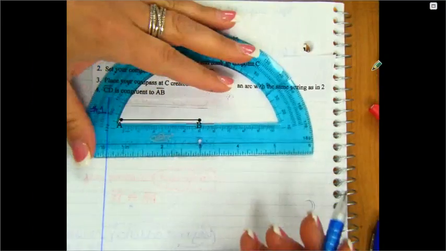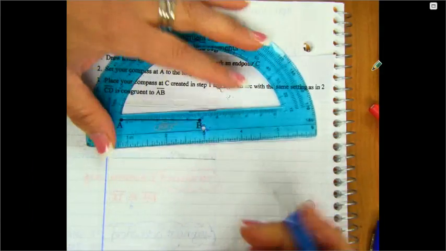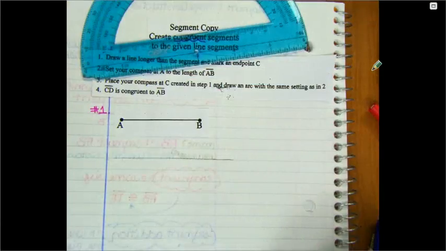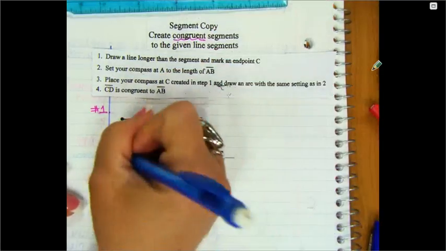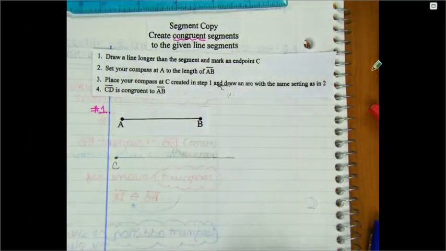Do you understand? So what I'm going to do is take my thing, and I'm going to draw it longer than AB. Doesn't matter how long, just longer than AB. And it says I'm going to mark it endpoint C, so over here I'm going to mark it at C. This is where you need to use pencils because this is where you could mess up.